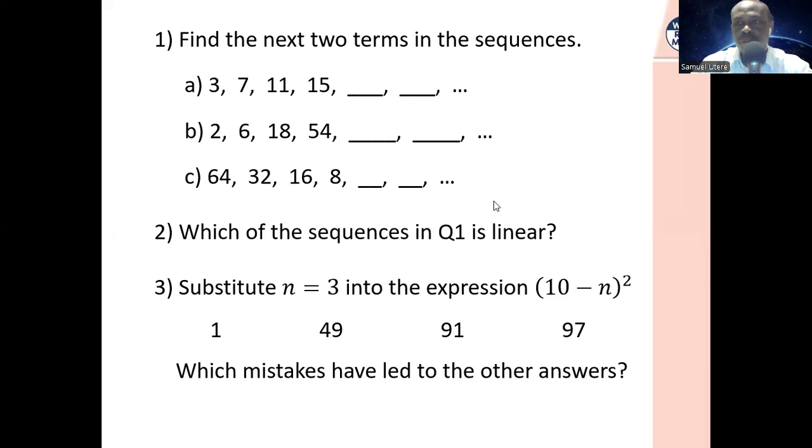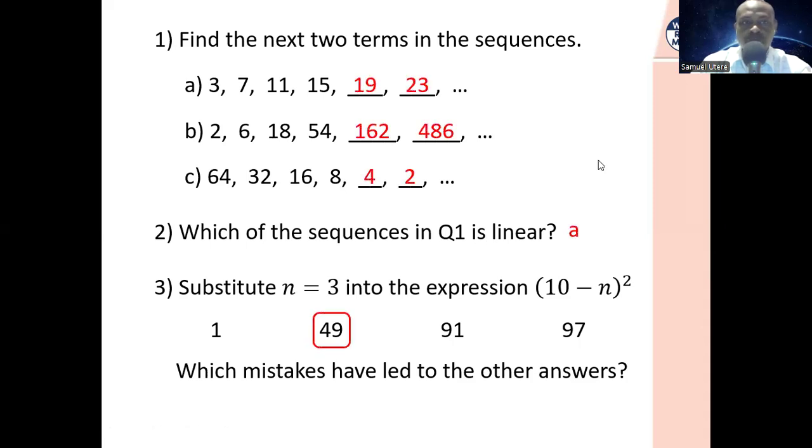Assuming you paused the video and you worked at your own pace and you've really thought about what you were doing, take note that this retrieval practice covers quite a few of the topics that have been covered in previous lessons. So here are the answers.